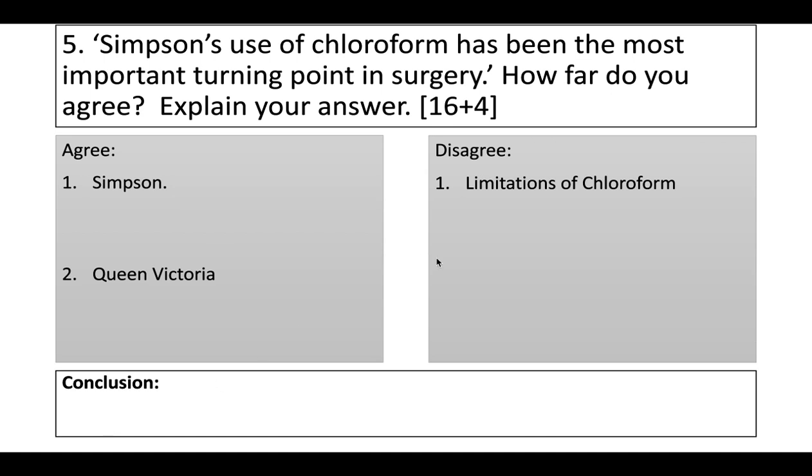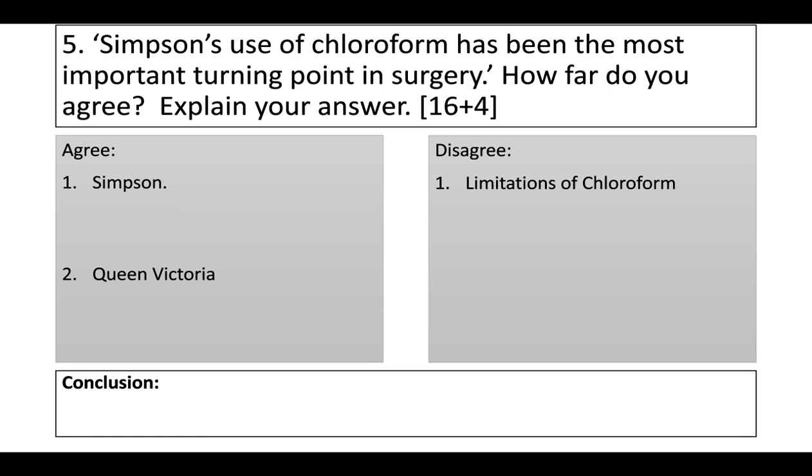But then you need to provide another paragraph or two to disagree. So you might do a paragraph or two for agree, and then a paragraph or two to disagree. Okay, so then you will probably want to question the statement here, disagree directly with the statement, and look at the limitations of chloroform and say, well, maybe it's not that much of a turning point. Okay, look at the black period in surgery where by using chloroform, people went deeper and deeper into the body because they had time to, which led to more infection.